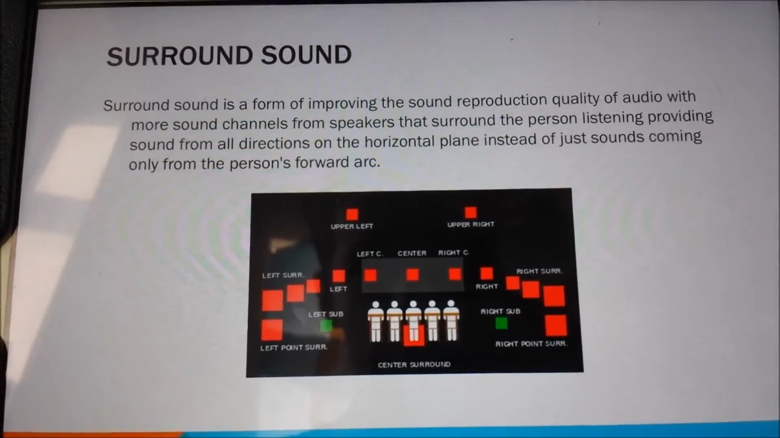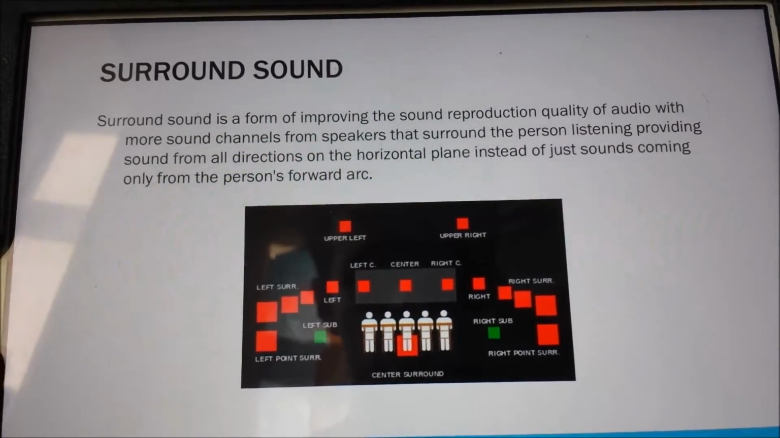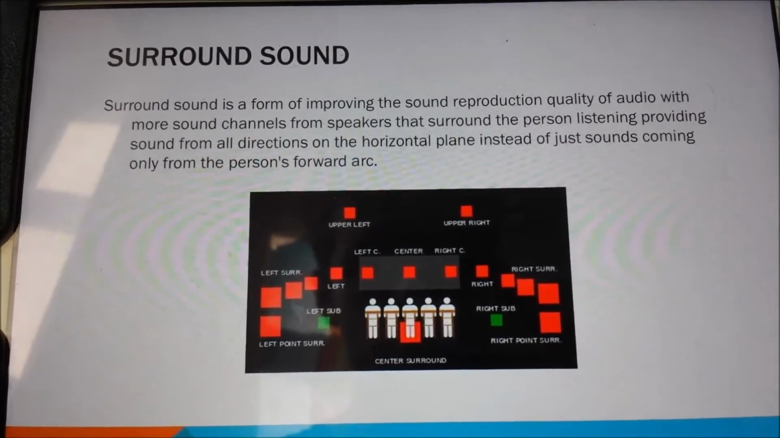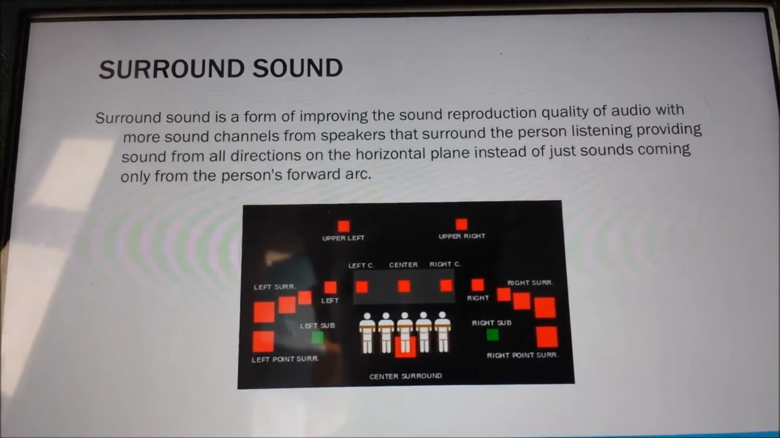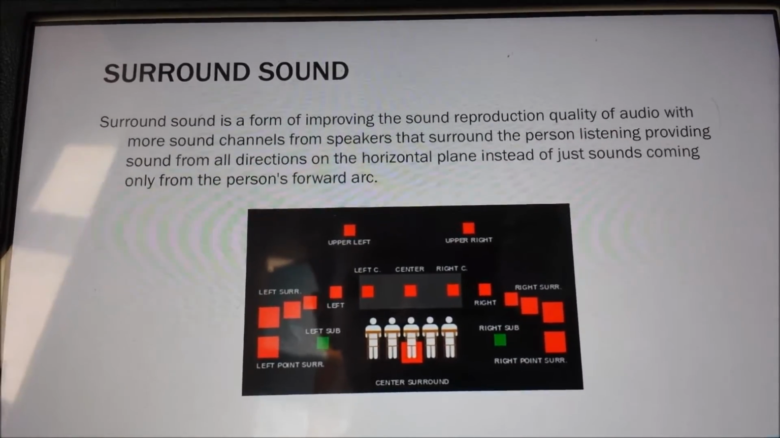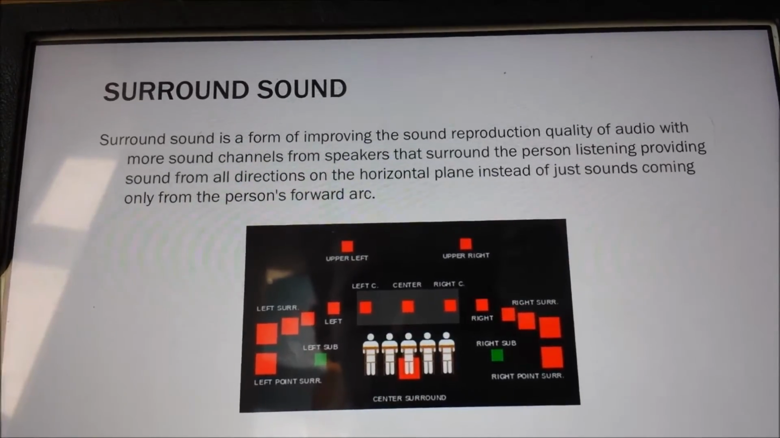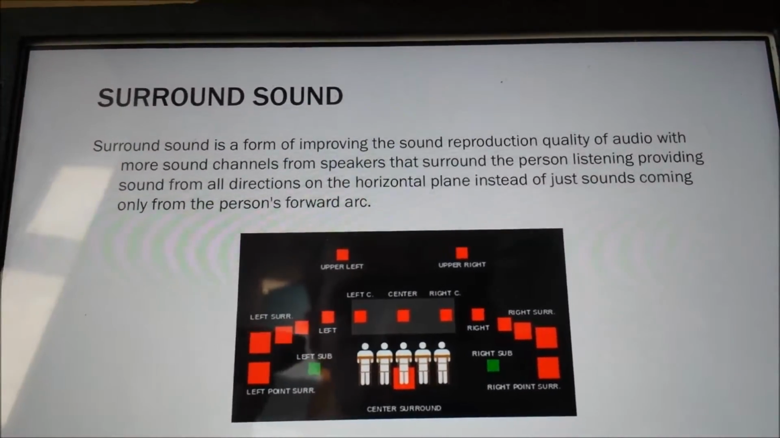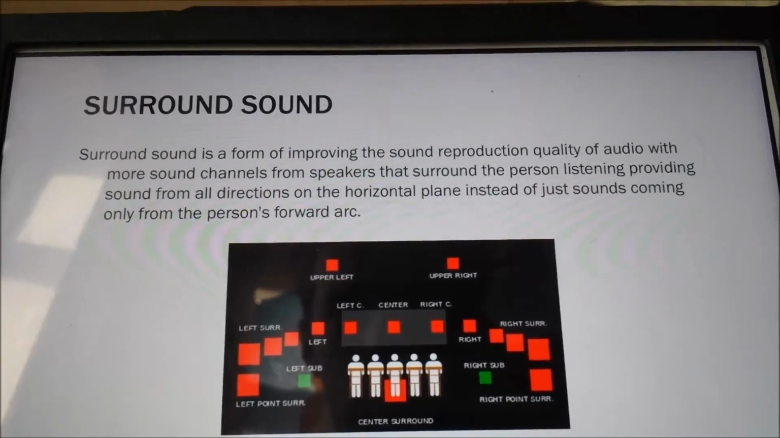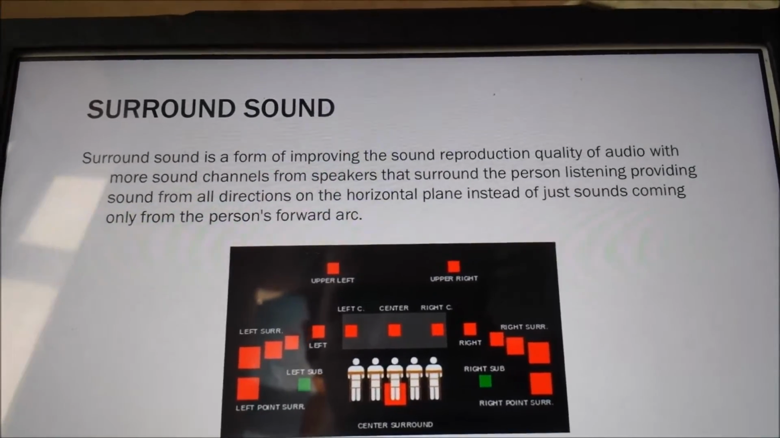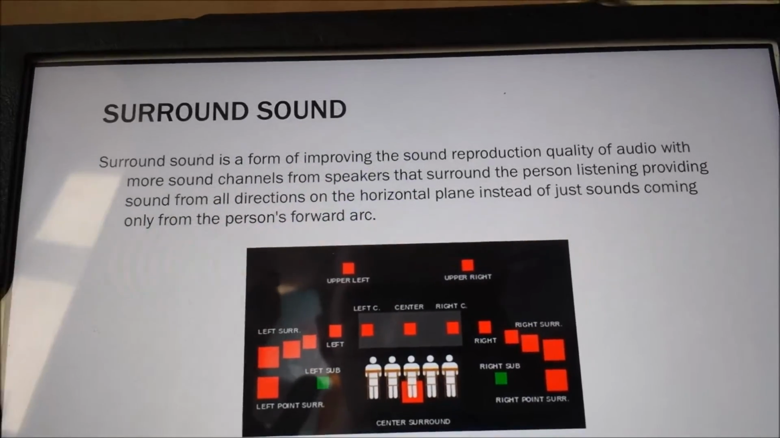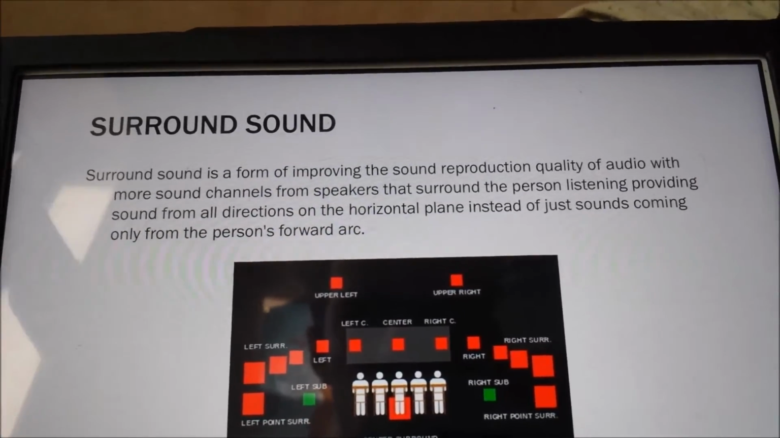Surround sound. Surround sound is a form of improving the sound reproduction quality of audio with more sound channels from speakers that surround the person. So you'll have a load of speakers on the same sort of level horizontally, and it'll create the illusion that sound is coming from everywhere rather than just coming from the thing that you're watching straight in front of you.